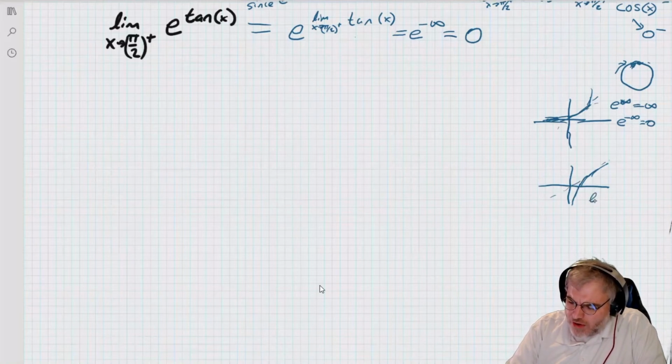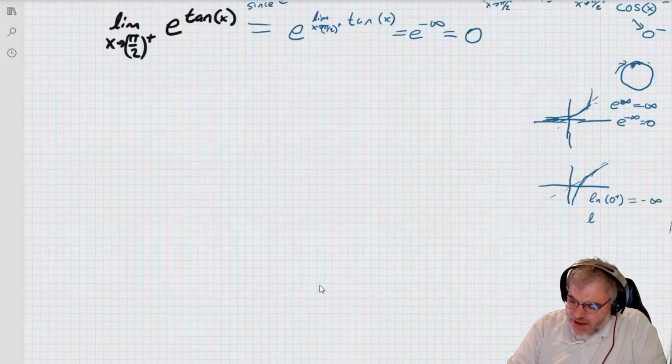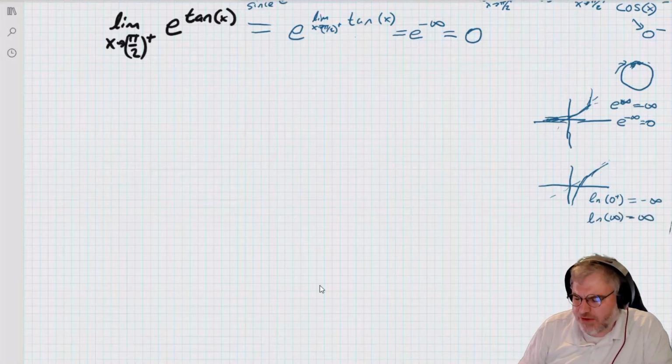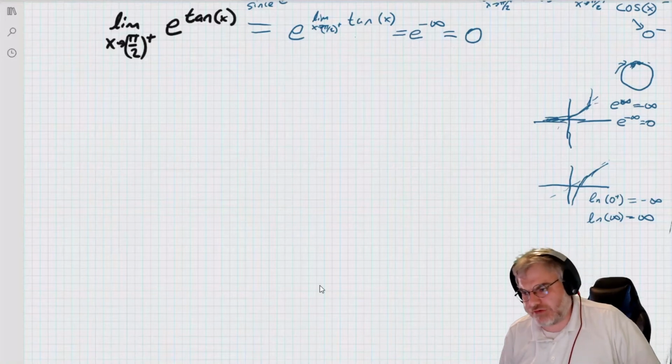So log of 0 plus. Notice log is not defined in any negative or at 0. But log of 0 plus is negative infinity. And log of infinity equals infinity. So if you kind of just remember those, and sure, I'm going to get yelled at because, oh, you can't remember that. You don't really have infinity, right?